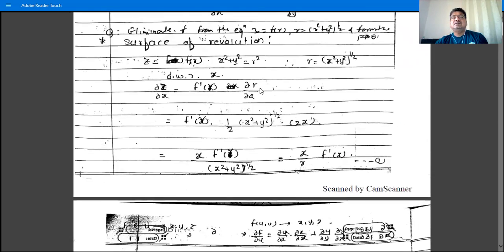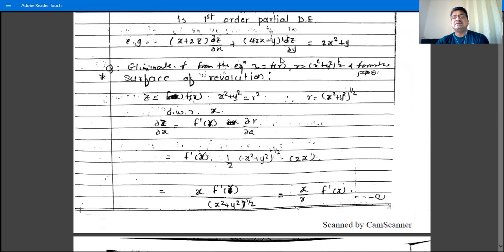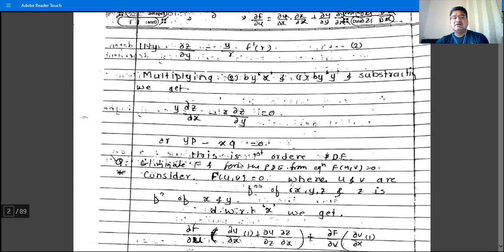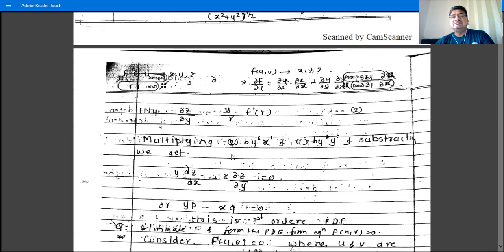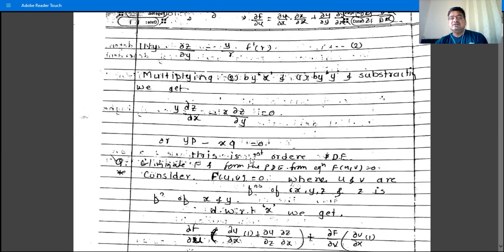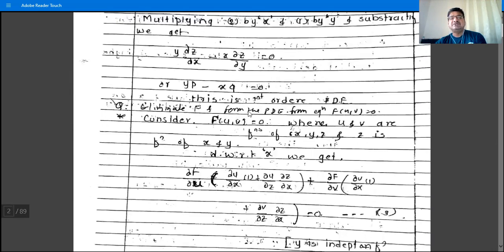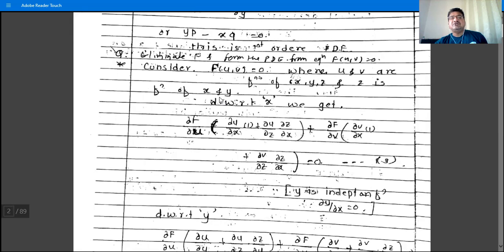So the topic is formation of differential equation. That is, the solution is given. Actually, this is the solution, and this is the required partial differential equation. So yp minus xq is equal to 0, that is y dA by z by dA by x minus x dA by z by dA by y is equal to 0. This is the first order partial differential equation. That is, this yz is equal to f of r, where r is x square plus y square raised to 1/2, is the solution of this differential equation. So we are given the solution and we have to form the differential equation in this first topic. It's called formation of differential equation.